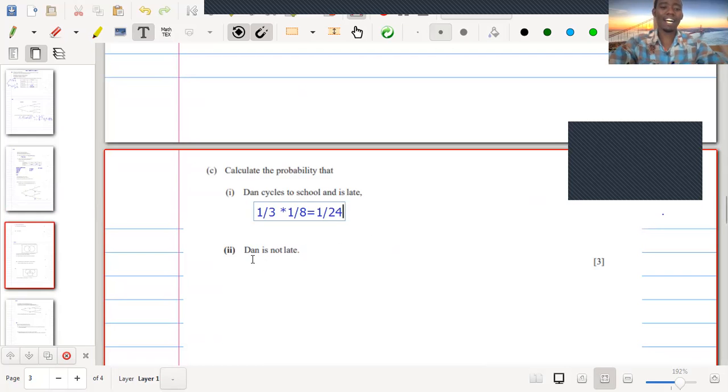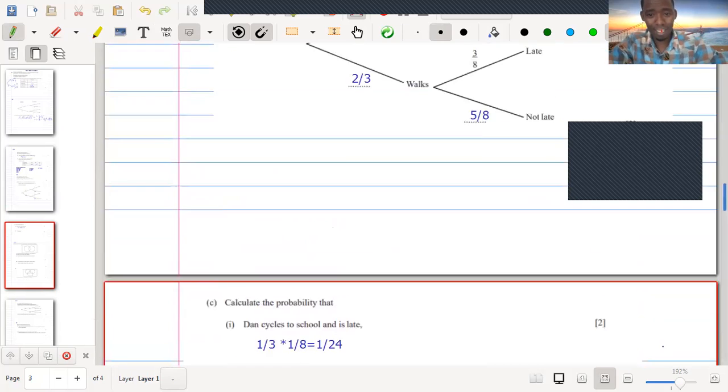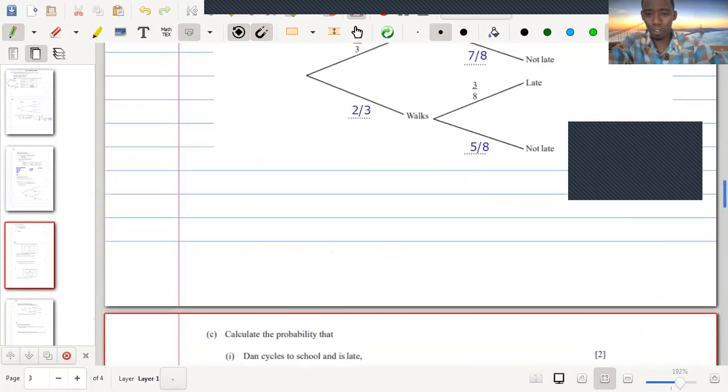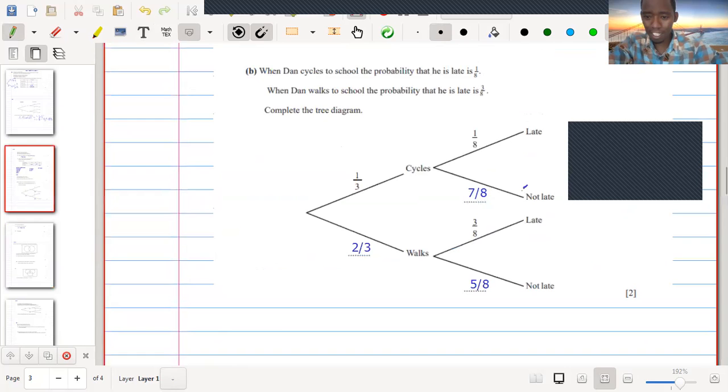Then here, Dan is not late. Keep this in mind. Can it be not late when he circles? It can also be not late when he walks to school. So that's the case. Then we circle where it's not late. He's not late here, and also he's not late here. So how do you reach here? Circles and then not late. Here, walks and then not late.